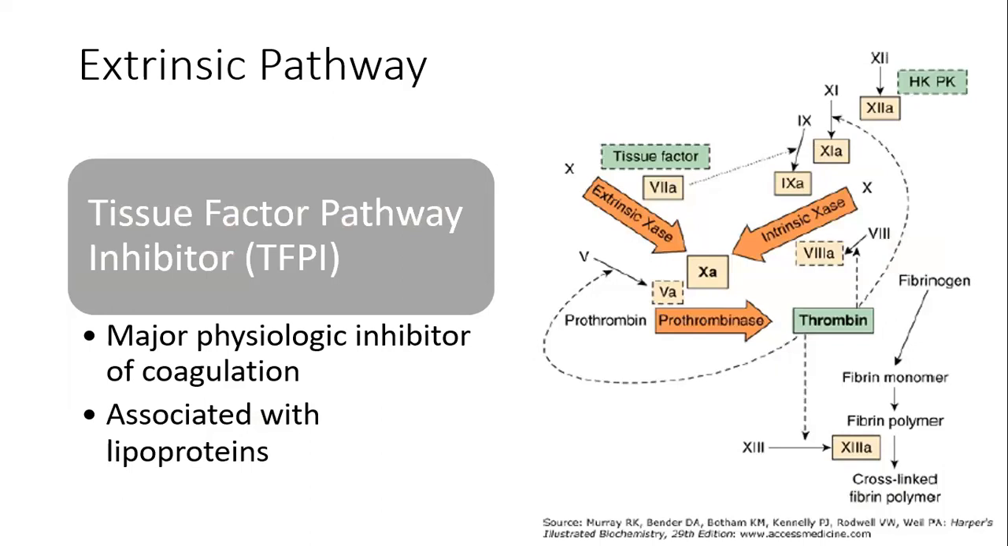So there is actually an inhibitor of your extrinsic pathway called the tissue factor pathway inhibitor, or TFPI. They are associated with lipoprotein and serve different functions to inhibit the extrinsic pathway. One would be inhibition: it can directly inhibit your clotting factor 10A. And once it associates with clotting factor 10A, they would form a complex, which can then inhibit your tissue factor and clotting factor 7A complex, inhibiting your extrinsic pathway.